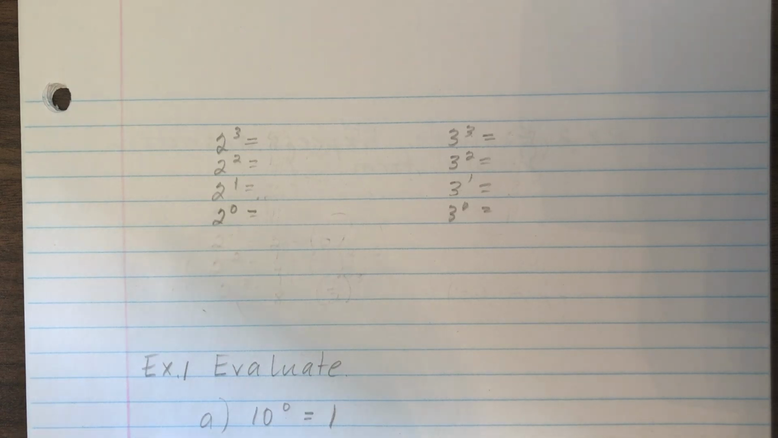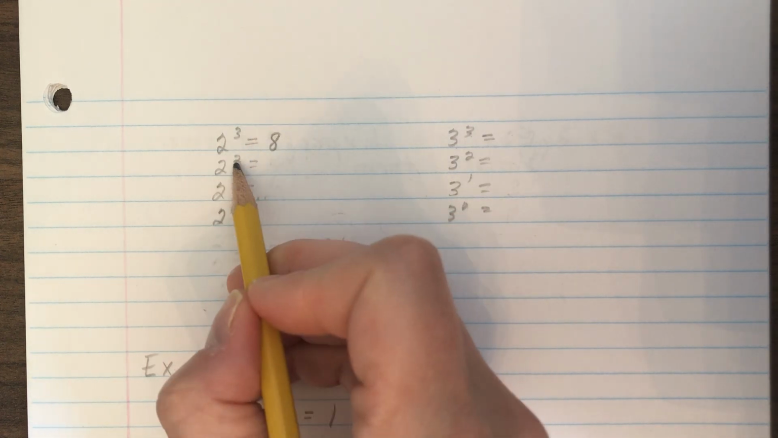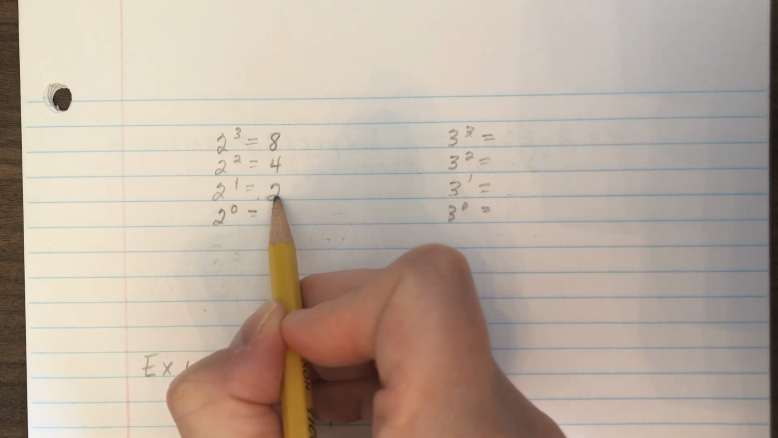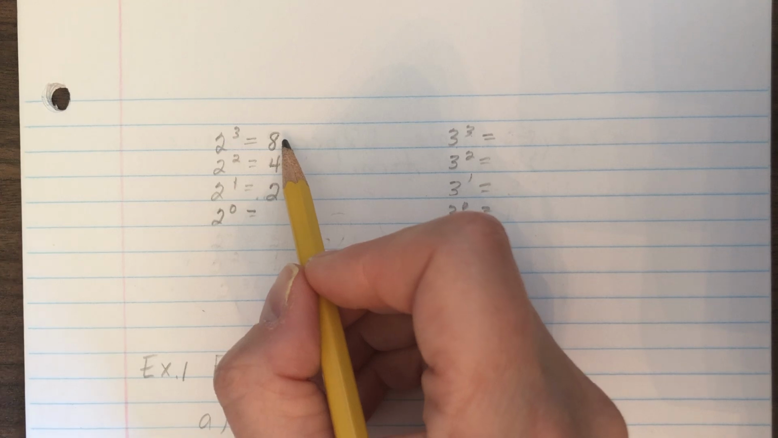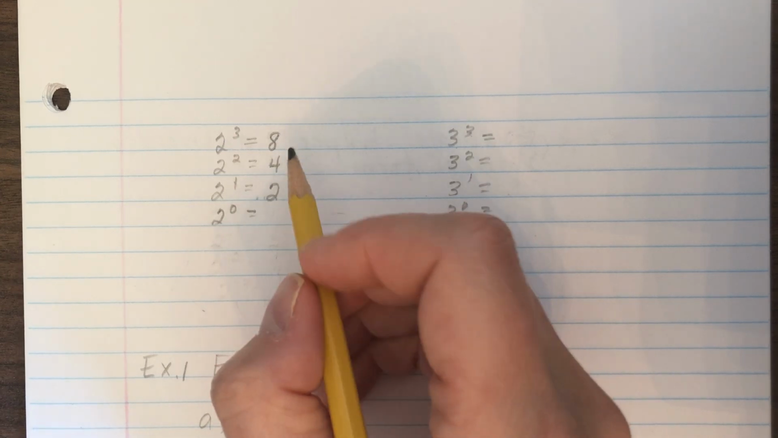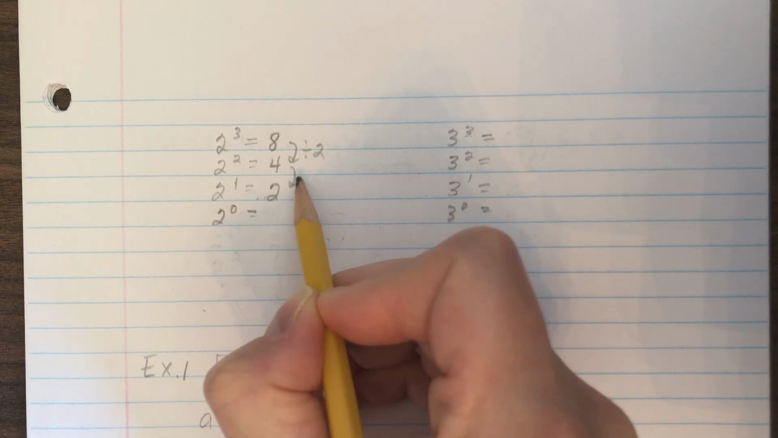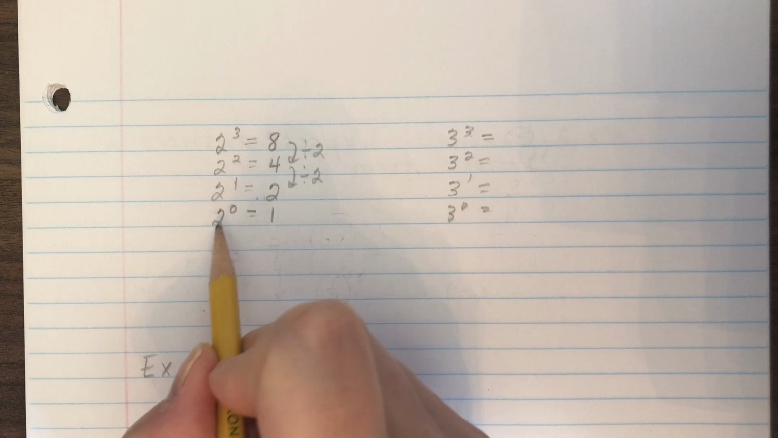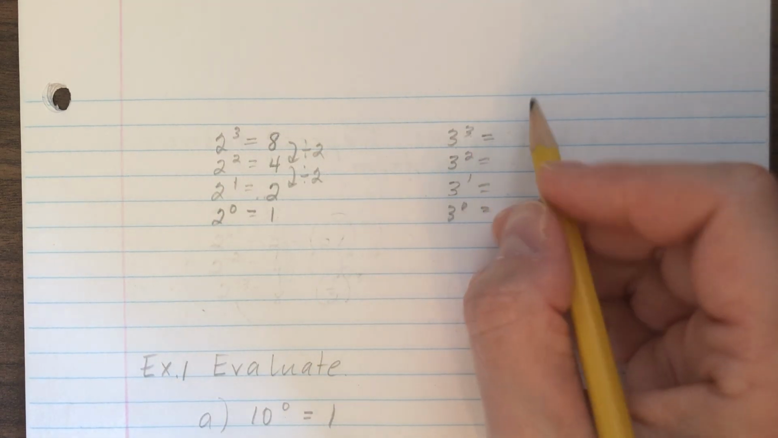So starting with powers of 2, we have 2 cubed, which is 2 times 2 times 2, or 8. And we have 2 squared, which is 4. And then 2 to the 1, which is 2. So as the exponents decrease, what's happening to the numbers on the right-hand side as we go from one row to the next? Well, we're dividing by 2. So if we continue to divide by 2, we'll get an answer of 1 when we have 2 to the exponent 0. The same is true when we use powers of 3.